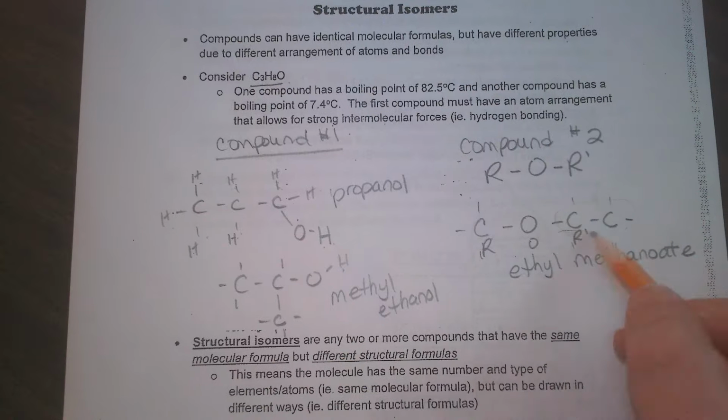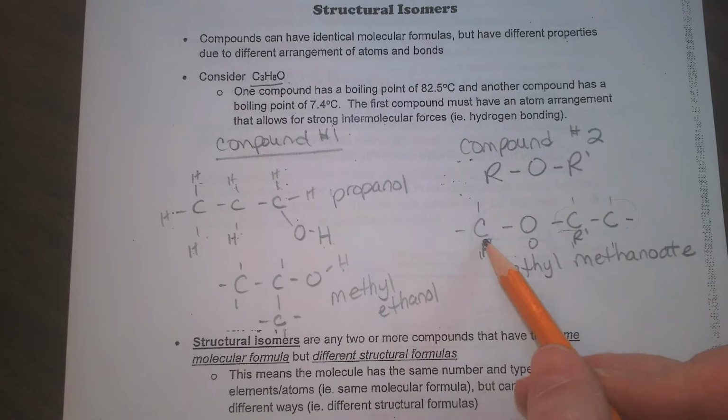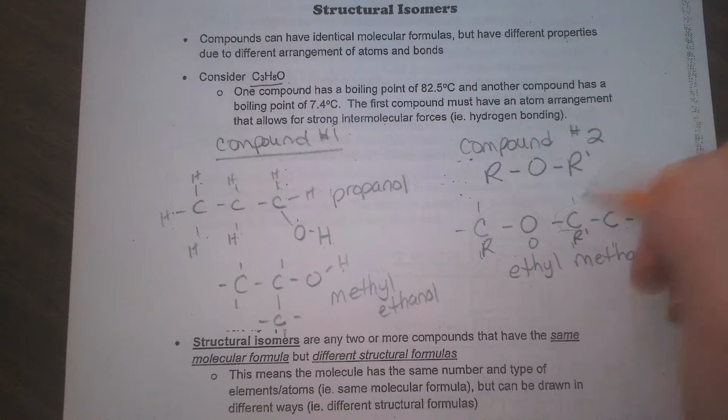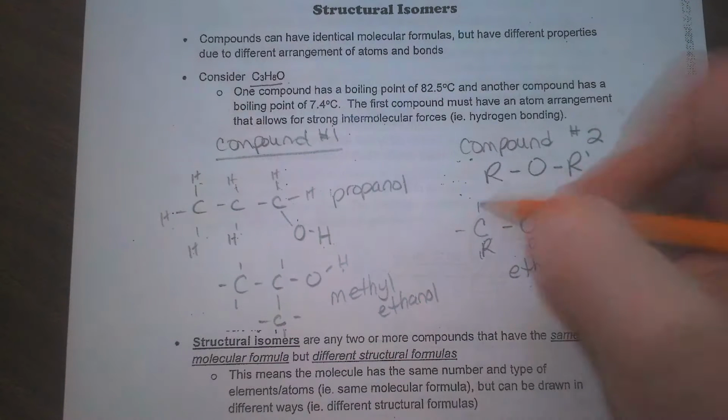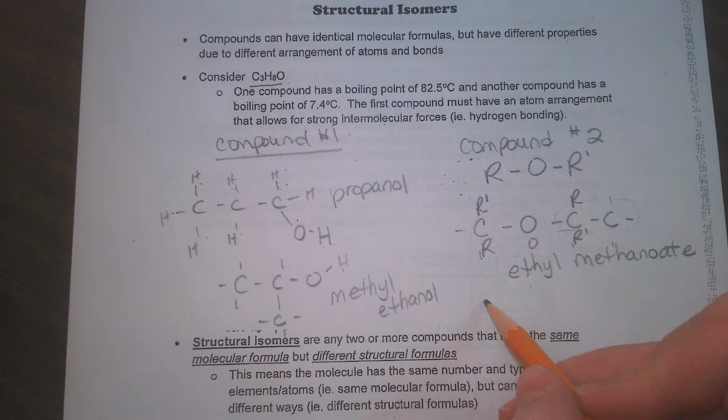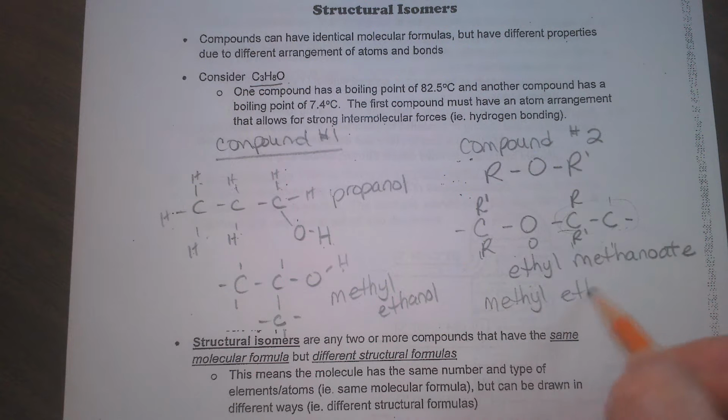Right here, 2 carbons. If this is the main chain and this is the secondary chain, this is how many? 2. Just wondering because you don't have the ROR in this ester, that's just the formula for esters. What happens if I switch and I made this my main chain and this my secondary chain? Methyl ethanoate.